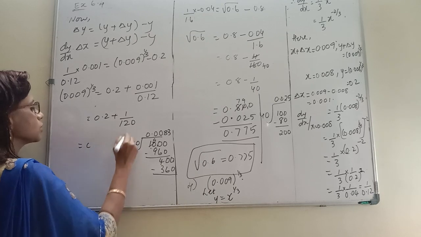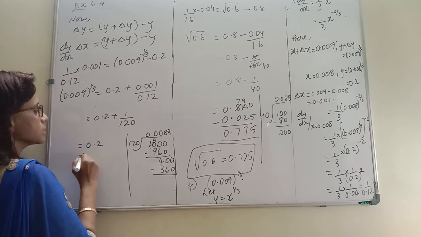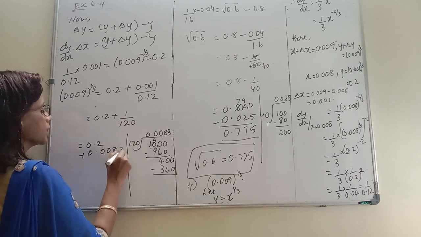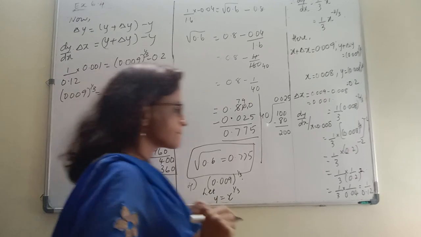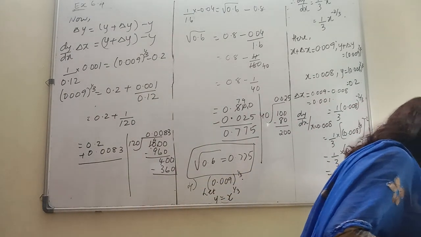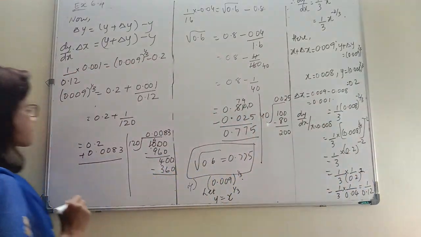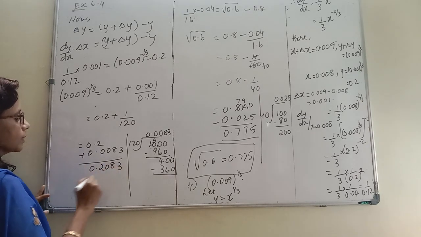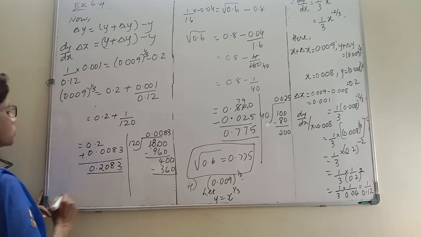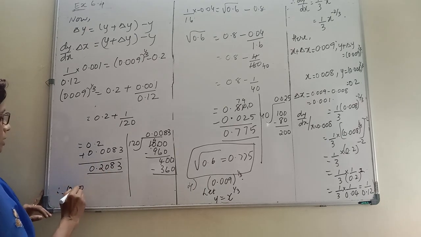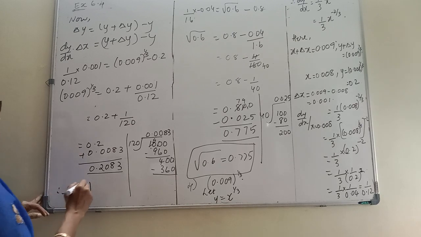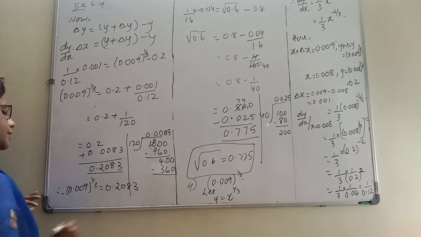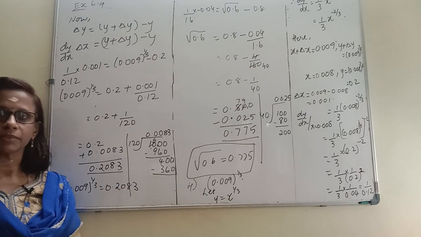So it is 0.2 plus 0.083. So how much is it coming to? Of course, it keeps on going. That's it. So 0.009 raised to 1 by 3 is 0.2083. Now, of course, 2 or 3 decimals as the question is.